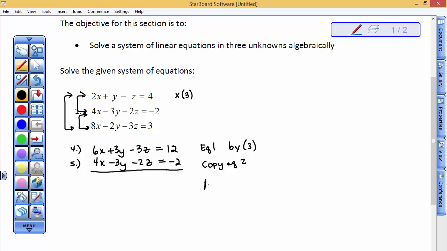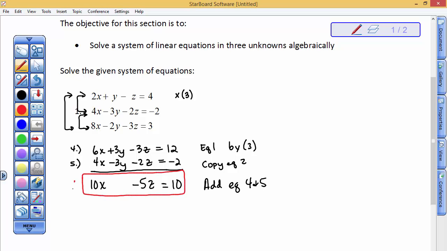And now I'm going to add statements 4 and 5 together in order to get rid of the y's. So here 6 and 4 adds to be a 10x, a minus 3z and a minus 2z is a minus 5z, and 12 minus 2 is 10. And then I'm going to put a big old red box around this statement and put a star by it. Now I am going to title it statement number 6, but what I've done is I've taken the first 2 equations and gotten rid of the letter y.